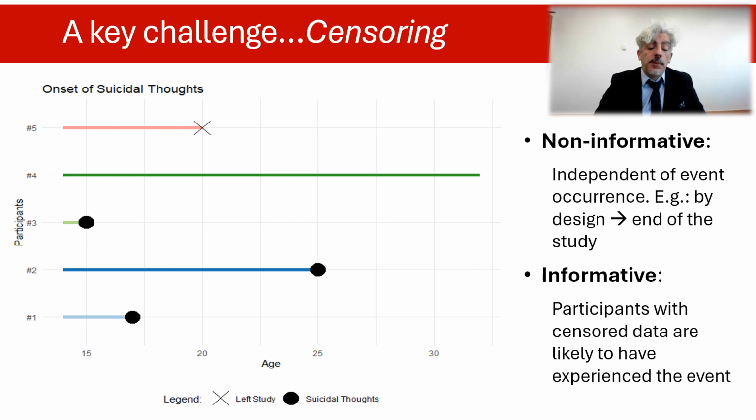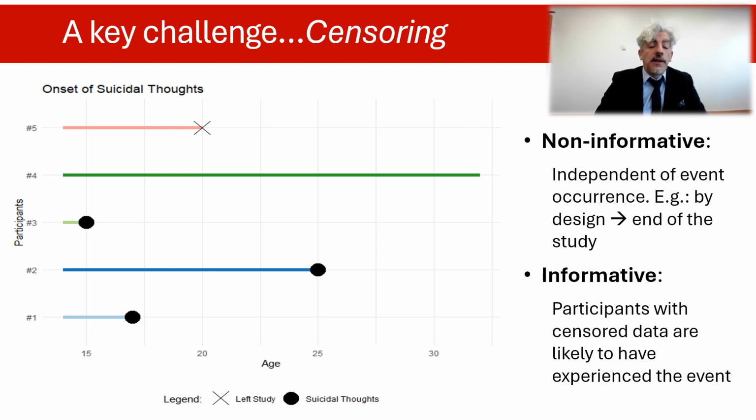But take participant number 5, however. If the participant left the study independently from the target event, we would also say that in this case, censoring was not informative. For example, the participant may have left the study because they emigrated.